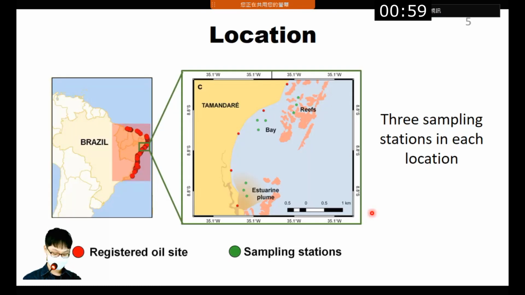Sampling. The sampling location is the east coastline of Brazil, and you can see the green spot over here. We have three locations. The first one is reefs, the second one is Bay Area, and the third one is estuarine plume. There are three sampling stations in each location, and the red spot means there is an oil site there.